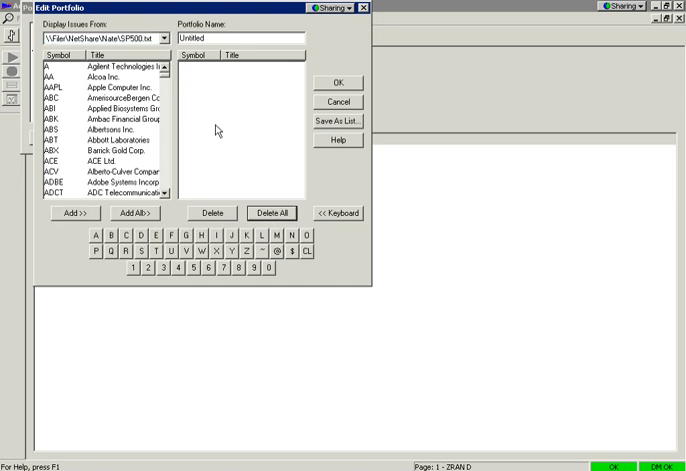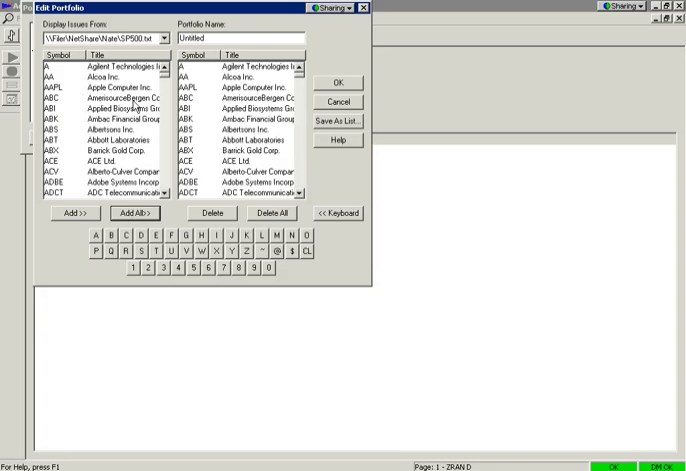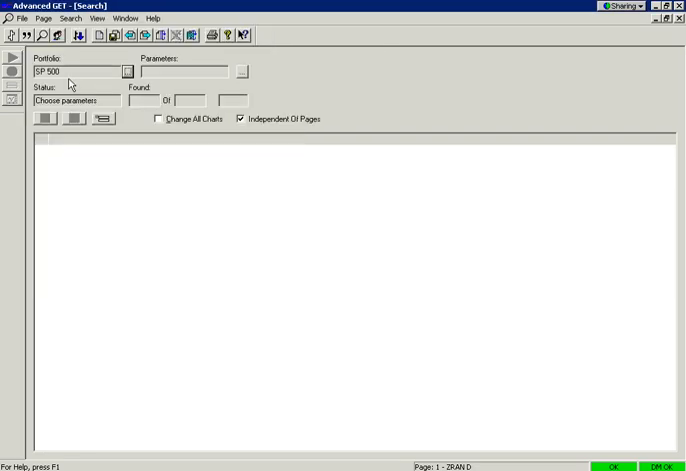So let me go ahead and delete all of these, and with my S&P 500 selected on this left-hand side, I can go ahead and just hit the Add All button, and it takes all of these 500 symbols, places them on the right, and I can title my portfolio SP 500 and hit OK. So now my portfolio that I'm searching is only the S&P 500 stocks.